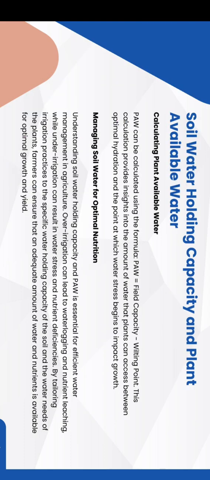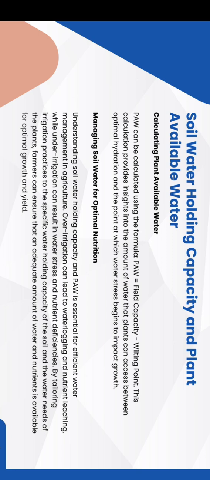Calculating plant available water. Plant available water can be calculated using the formula: plant available water equals field capacity minus wilting point. This calculation provides insights into the amount of water that plants can access between optimal hydration and the point at which water stress begins to impact growth.